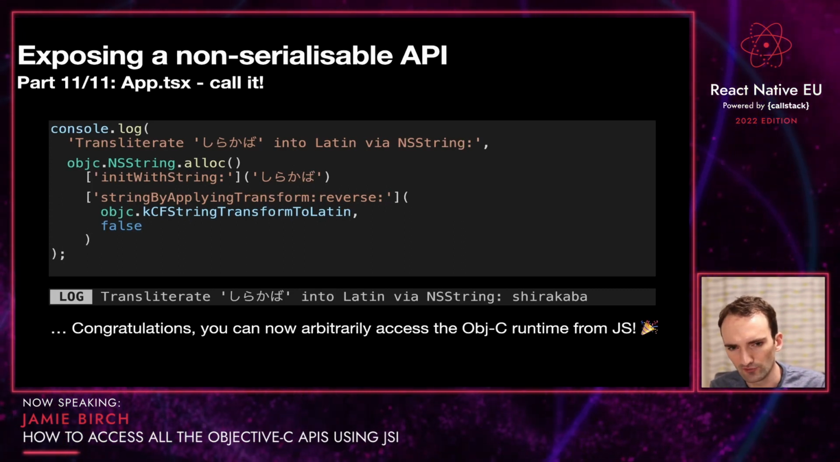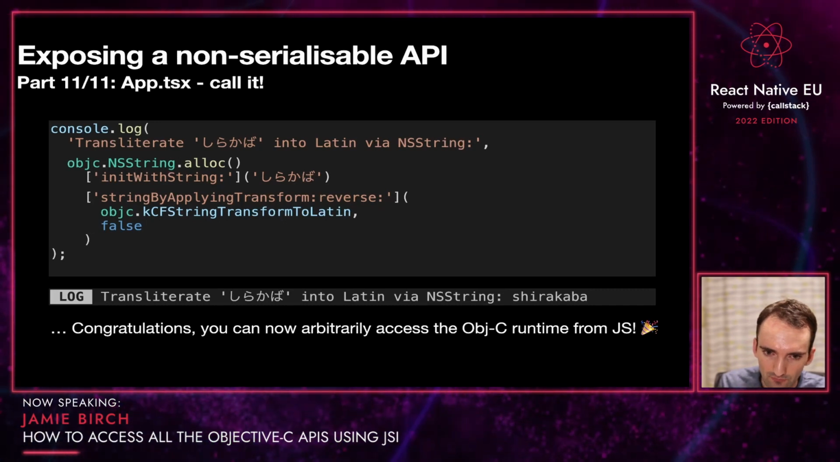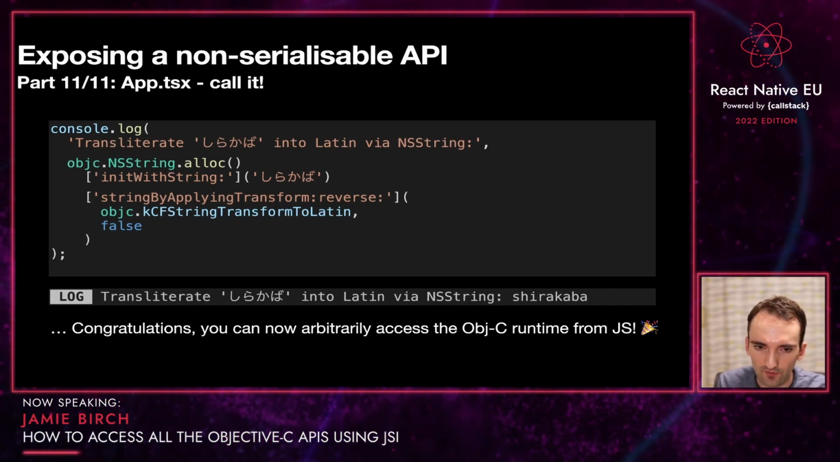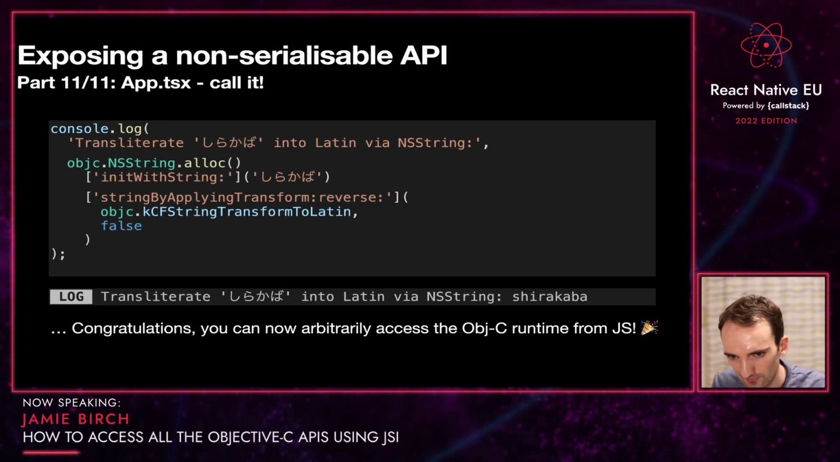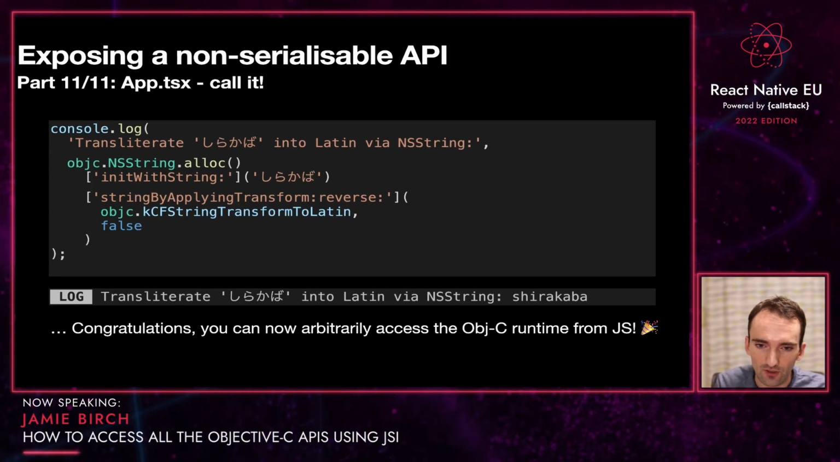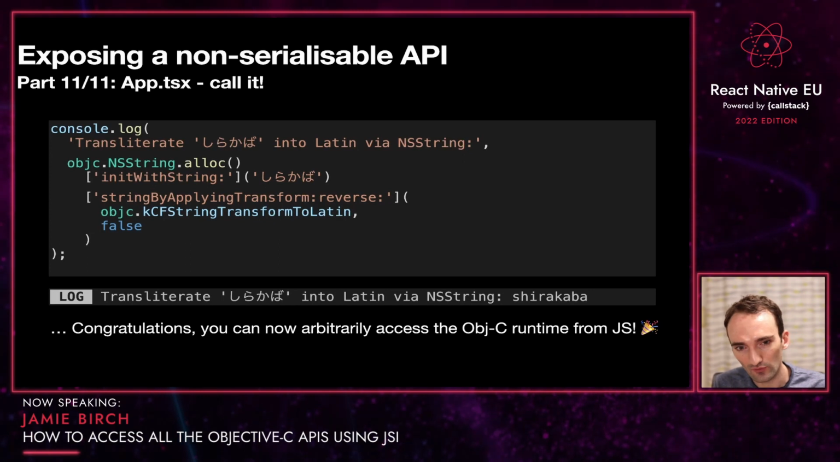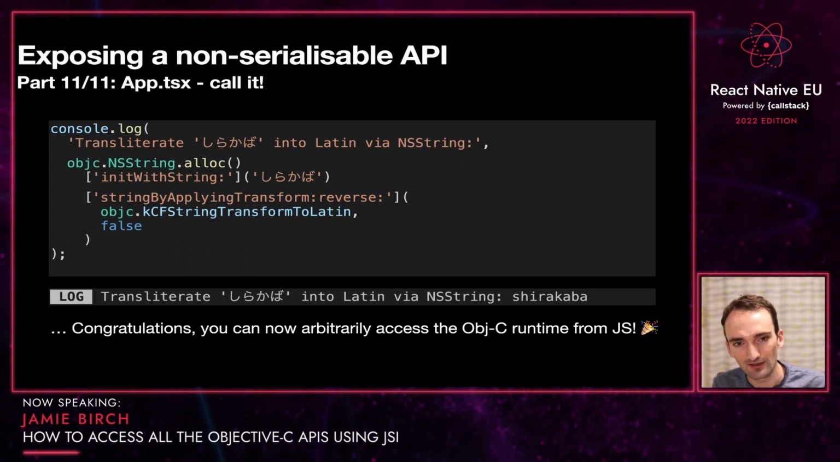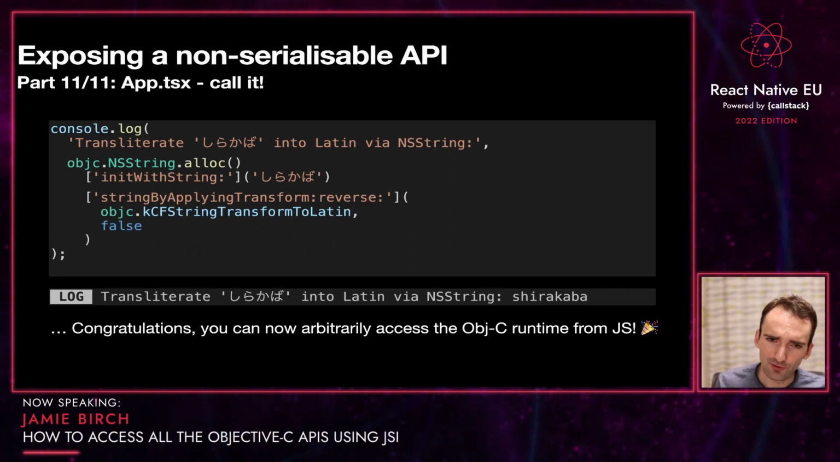That's a transliteration. It doesn't actually translate. And when you finally log that out, you'll see the result is it's transliterated shirakaba into shirakaba, but in Roman letters. And after all that, congratulations, you can now arbitrarily access the Objective-C runtime from JS. It handled all that marshalling and holding onto objects, and it was just great. And they all lived happily ever after.